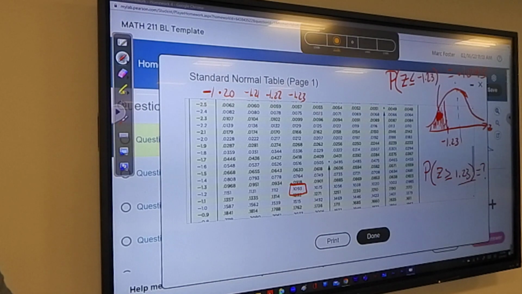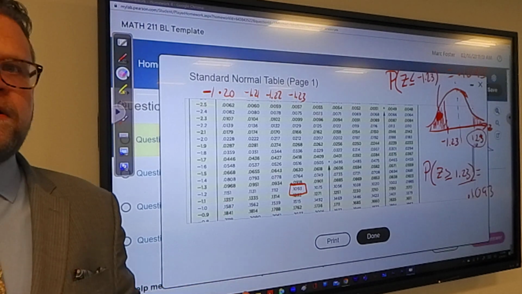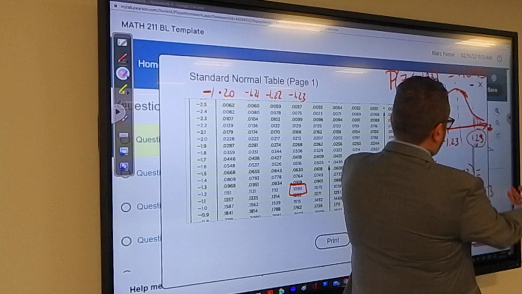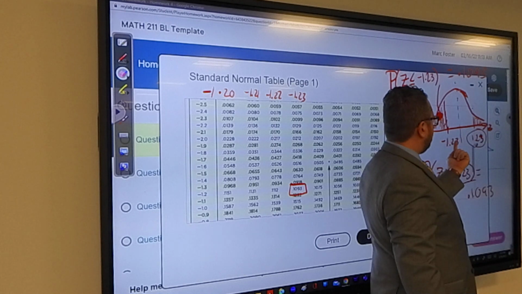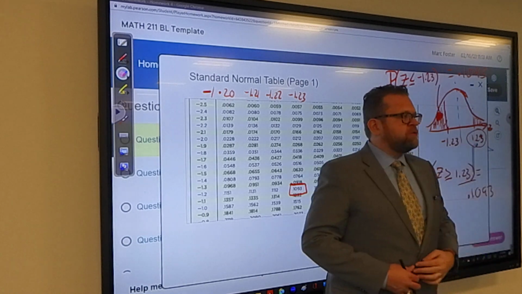Where does 1.23 live? 1.23 lives over here. And what kind of area am I asking about? I'm asking about the area that's bigger than this z. 0.1093. It's the same. It's symmetric, right? Because of the shape of the curve? The curve is symmetric. So if I just fold it in half, then this minus 1.23 would land right on top of positive 1.23. And the two areas have to be identical.